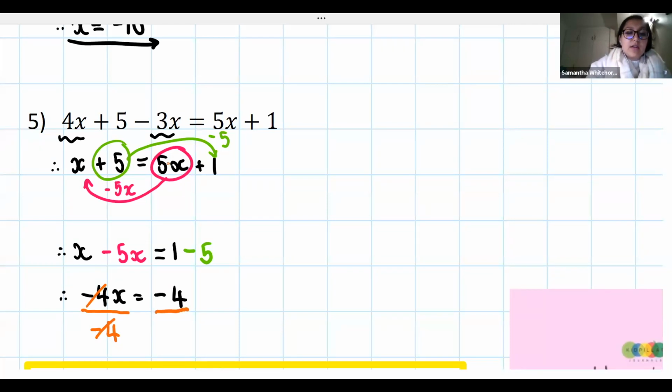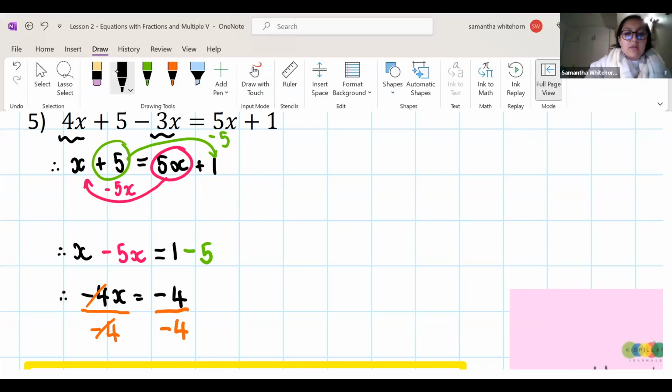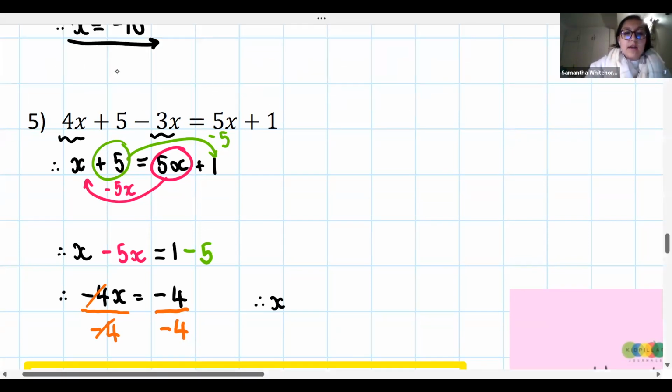But if I do that on the left, I have to do it on the right. Negative 4 divided by negative 4 gives me, oh, sorry, there's a massive truck outside, gives me positive 1. And so here, x is equal to 1. Sorry, I ran out of space at the bottom there.